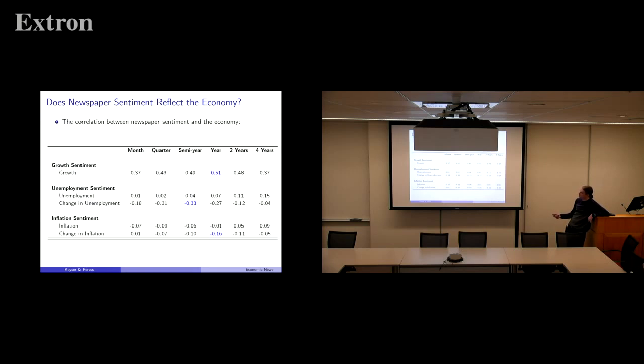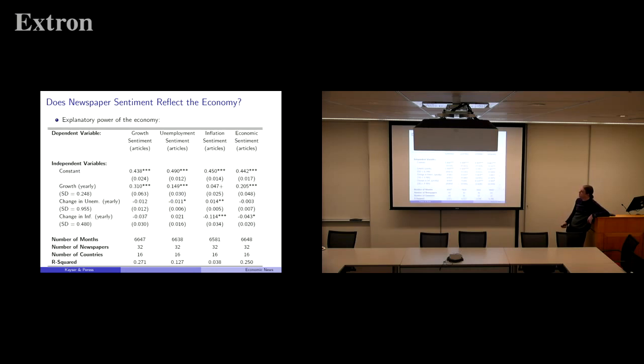So we can actually correct these numbers for measurement error because we have two newspapers within each country. When we did that, the correlations get a little bit higher, especially for inflation, but we find the same patterns. The sentiment responds to growth over a period of about a year and responds to changes in unemployment and inflation.